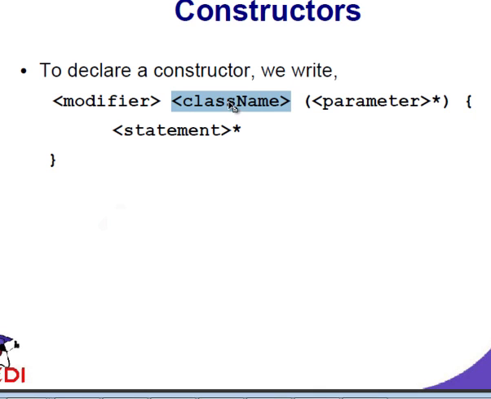And so this is like a method name, but it has to be the same as the class name, and there is no return type. Then you can have a set of parameters, and then you can have some business logic.